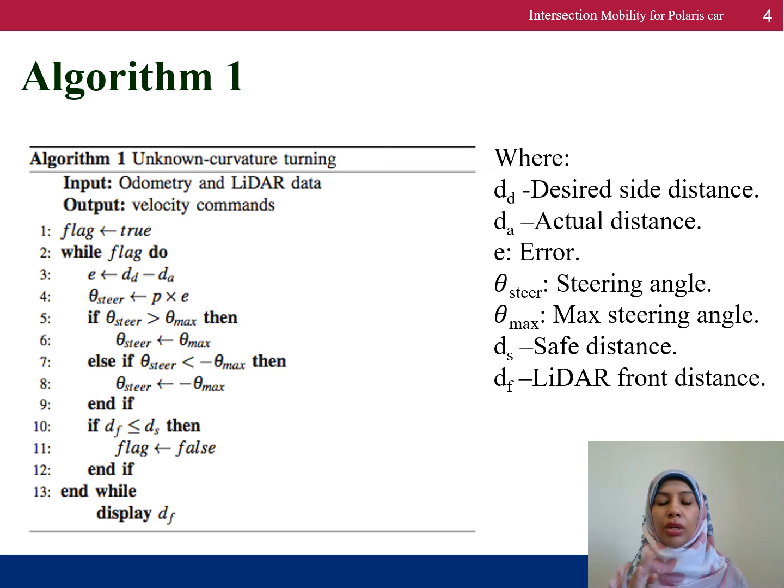Then the car will steer right and left to eliminate this error. So the steering angle will be calculated based on this error. Then it will be checked that it didn't exceed the maximum steering angle. And if the car detects a barrel in the safe distance of 3 feet, the car will stop.